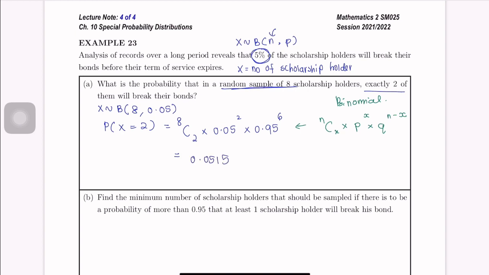Okay, again, this is not normal approximation because we have n equals 8. To use normal approximation, we need to have n greater than 50.